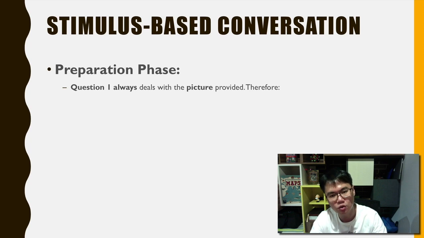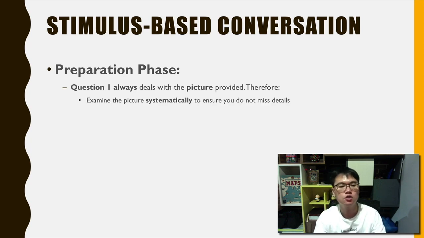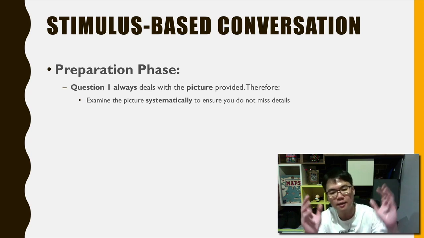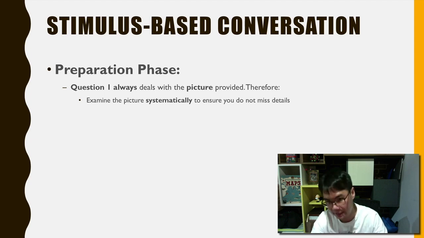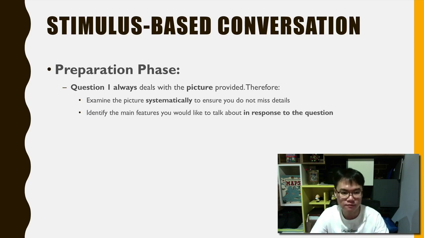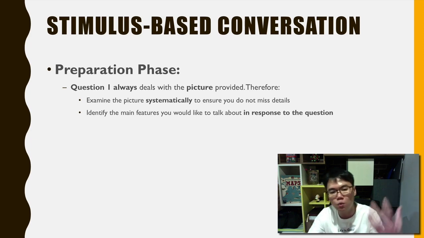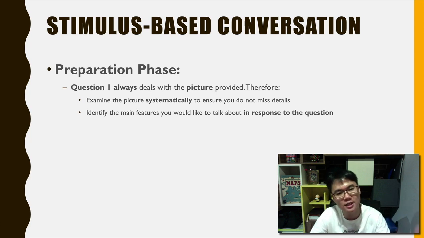You need to look carefully at the picture. Examine the picture systematically. Now this is a very big word. It simply means to look at the picture very carefully so you do not miss anything out. Make sure you look at every single word, every single part of the picture, and think about why this picture or this poster or this letter or this brochure is put together like that. Think about why it's designed like this. Identify the main features, the words, the pictures that you would like to talk about in response to the question that the teacher is asking you.